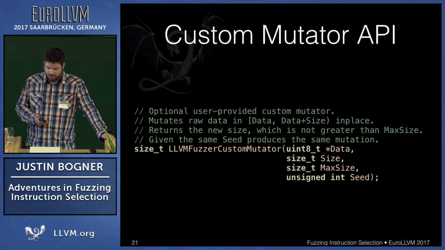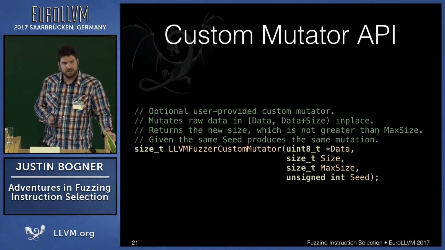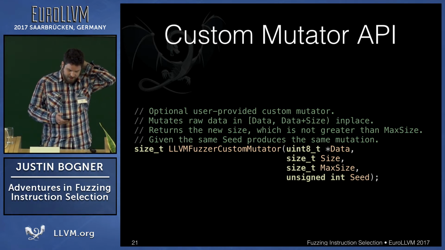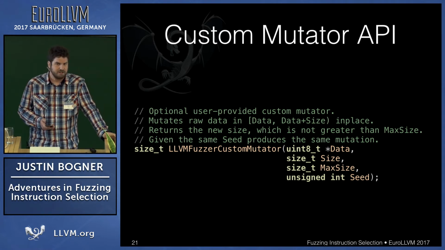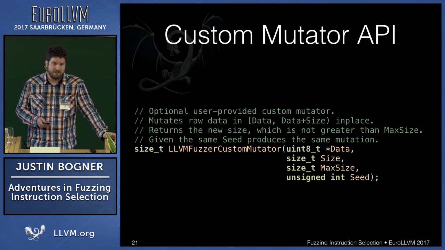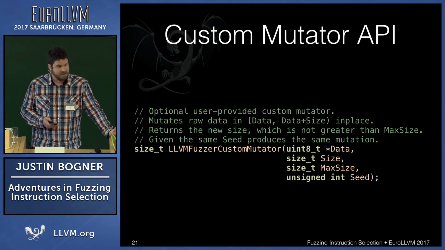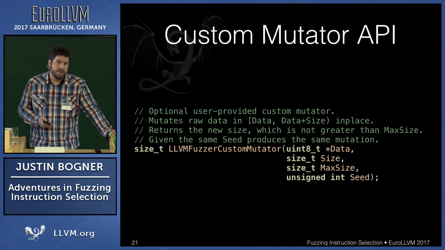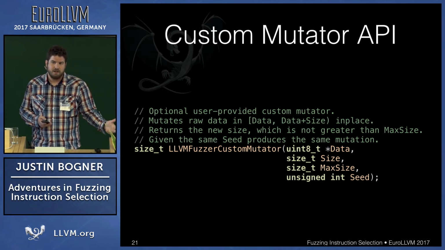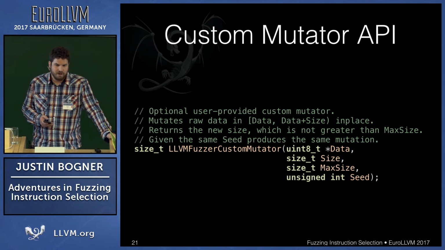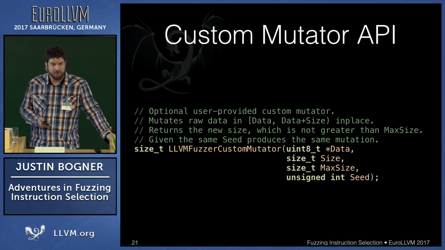So to implement your own custom mutator, you simply need to provide this one function, LLVMFuzzerCustomMutator. Now, this is basically just a function that takes a data buffer and modifies it however you want. There are, of course, a couple of caveats. You're given a maximum size that you need to respect, and you're given this seed value. Now, this function needs to be deterministic. Given the same input data and the same seed, you're supposed to perform the same mutation. This means that you can't just grab a std::random_device and run with that. You need to use a pseudo-random number generator.